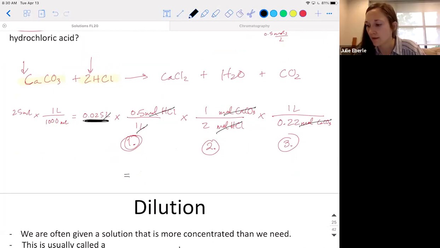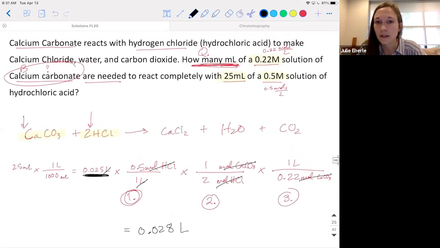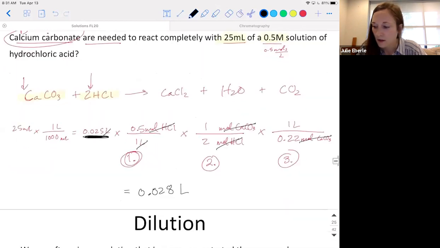.025 times 0.5 divided by 2 divided by 0.22. Anybody got it? 0.028. And what are the units here? Everything cancels except liters. Okay, but the question says how many milliliters. So we got one little step in the end. We're just going to convert back to milliliters, because that's a pretty small number of liters. It'll make more sense if we read it in milliliters. So that's just 28 milliliters.